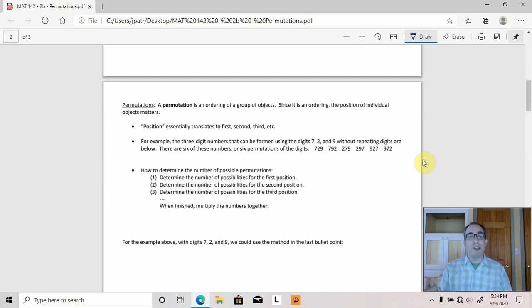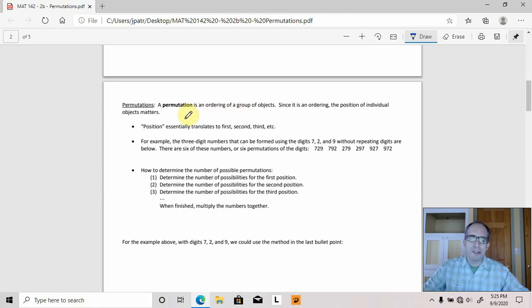For a permutation, it matters what's first, what's second, what's third, right? Like if it was a race, let's say it's a swim meet, right? Then that's how you're going to arrange the results, right? This is who is first, this is who is second, this is who is third, right? That kind of thing. So position would translate to something like that.